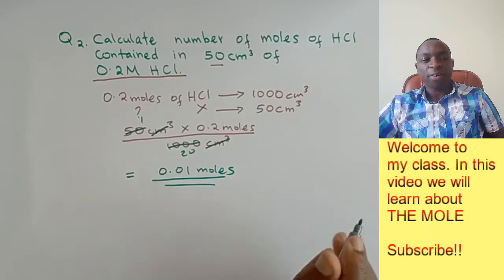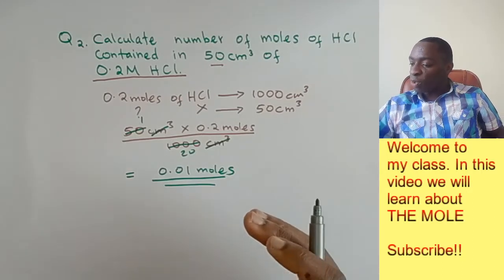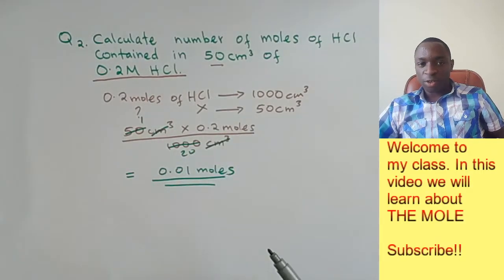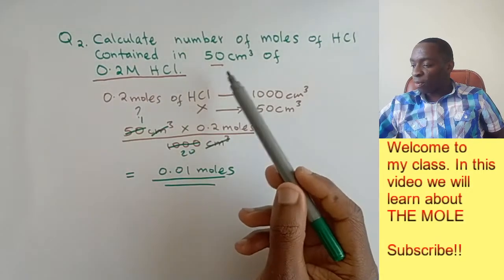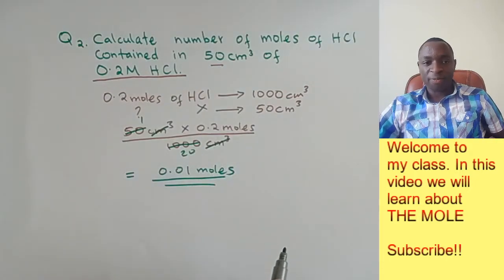So that is how you calculate the number of moles. So this is the conversion now between the number of moles and the volume. So you can see we are now obtaining the volume and the number of moles being related in this question. Now let us head to another example.